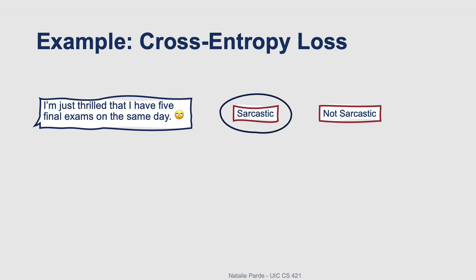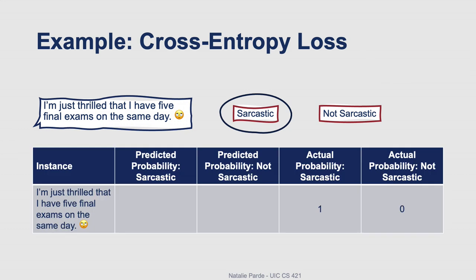In the last video, we performed sigmoid classification with the example you see here, and we predicted a class label of sarcastic. If you're watching these videos out of order and you're not sure what I'm talking about, you may want to review the previous video introducing a basic logistic regression classifier. So let's go ahead and say that the actual probability that this instance is sarcastic is 1, and the actual probability that it's not sarcastic is 0. That's because we have the real label, so we don't need to guess at anything.